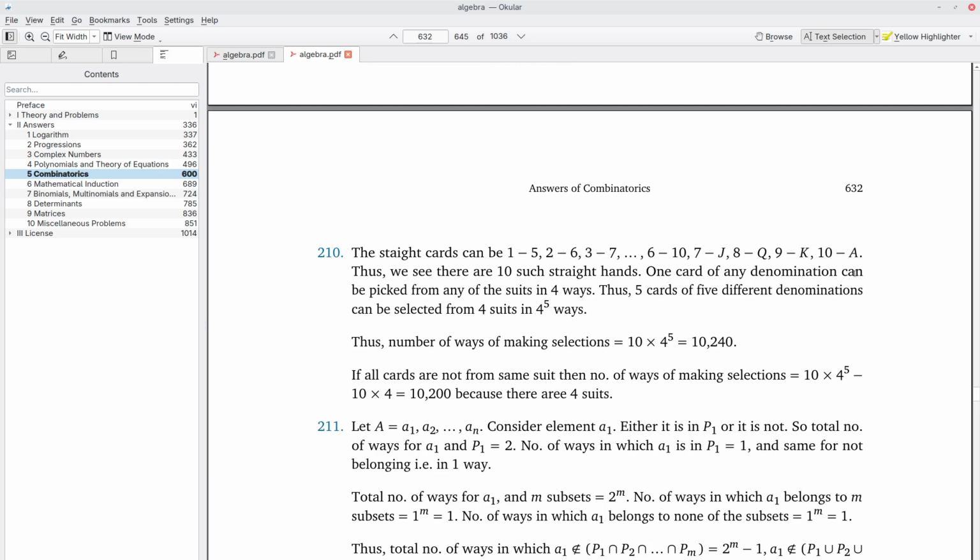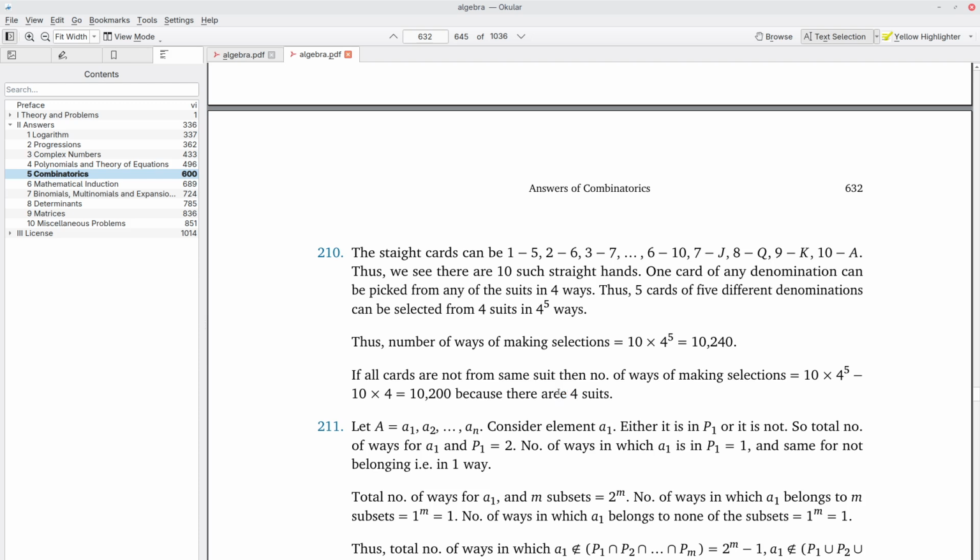One card of any denomination can be picked from any of the suits in 4 ways. Thus, 5 cards of 5 different denominations can be selected from 4 suits in 4 to the power 5 ways. Thus, the number of ways of making selections is 10 multiplied by 4 to the power 5, that is 10,240. If all cards are not from the same suit, then the number of ways of making selections is 10 multiplied by 4 to the power 5 minus 10 into 4, that is 10,200, because there are 4 suits.